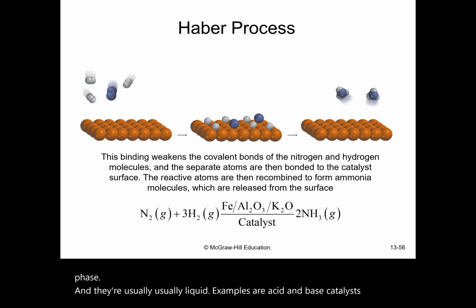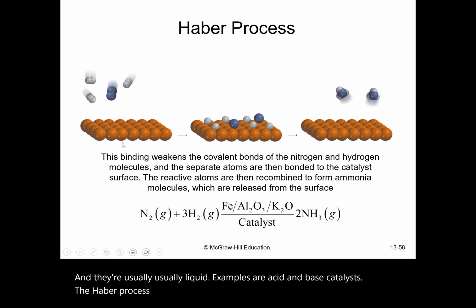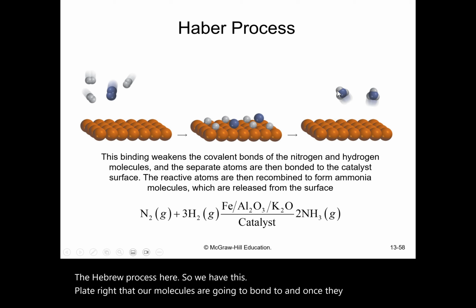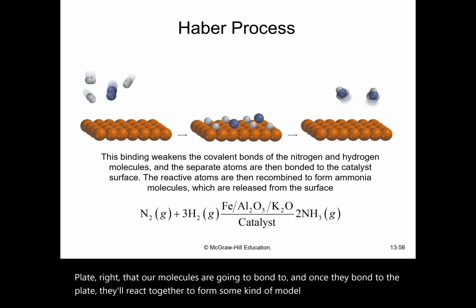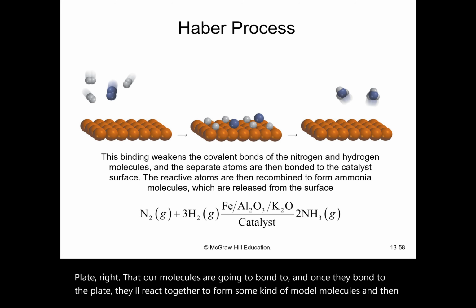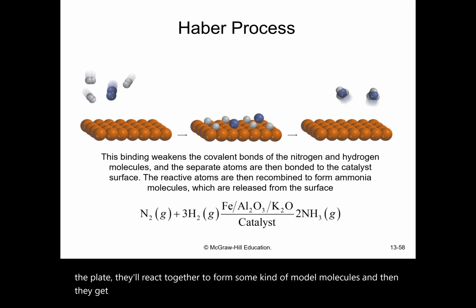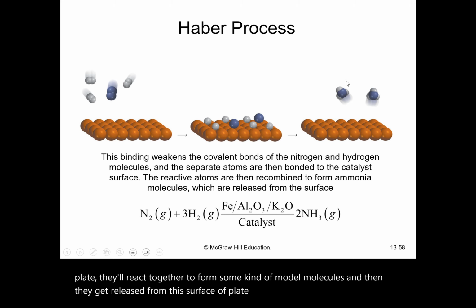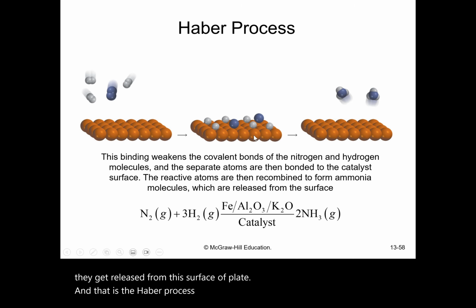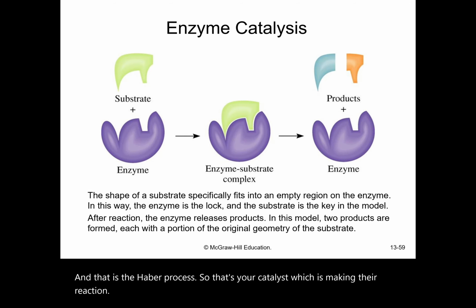The Haber process here, so we have this plate, right, that our molecules are going to bond to, and once they bond to the plate, they'll react together to form some kind of molecules, and then they get released from the surface of the plate, and that is the Haber process. So that's your catalyst, which is making the reaction faster.